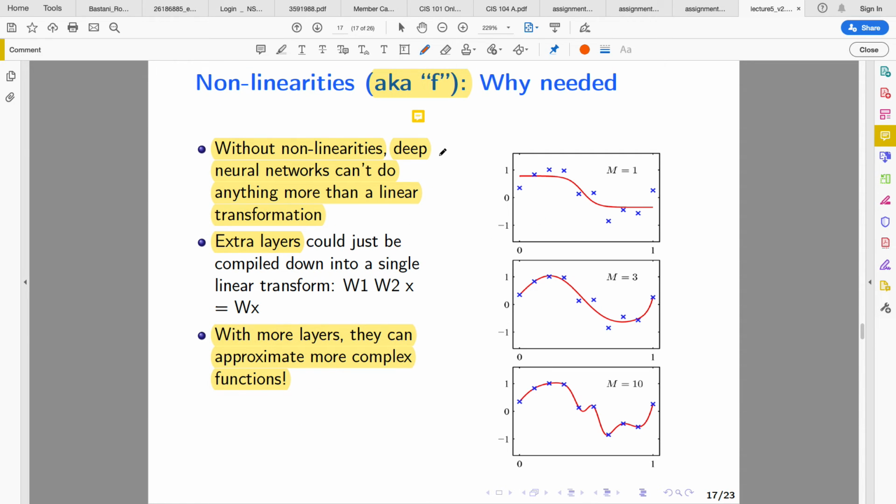So how do we learn non-linearities? The activation function helps us learn non-linear curves. Without non-linearity, a deep neural network can't do anything more than a linear transformation. We need to learn curves that go through our data points sufficiently well. If we just have one layer, maybe we can learn a curve like this. As we increase the number of layers, we begin to learn a better curve that goes through our dataset more efficiently. As we increase the layers further, we have a curve that fits exactly to all our data points.